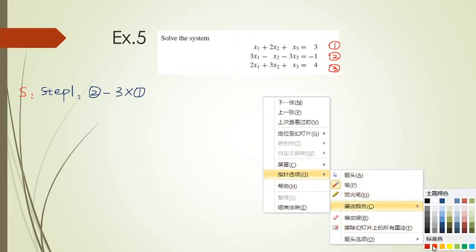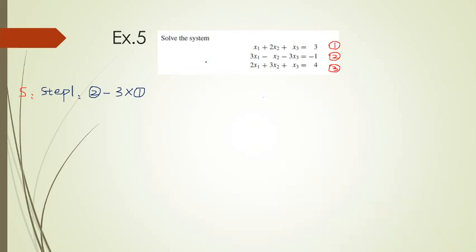Let me write more details. Here, 3 times the first equation: the first equation becomes 3x1 plus 6x2 plus 3x3 equals 9, times 3 on both sides. It's the same. Now, the second equation minus this one.